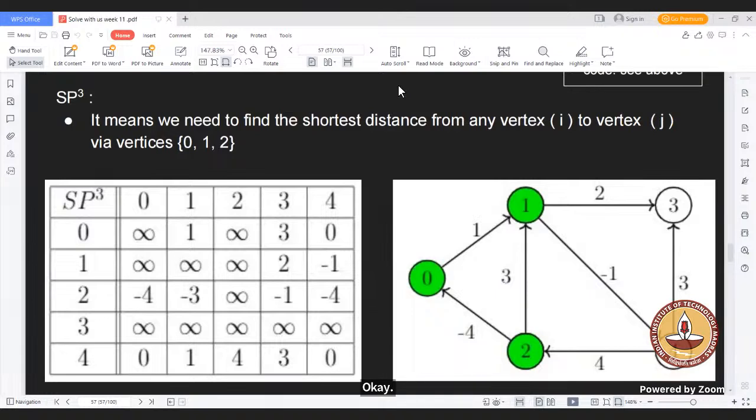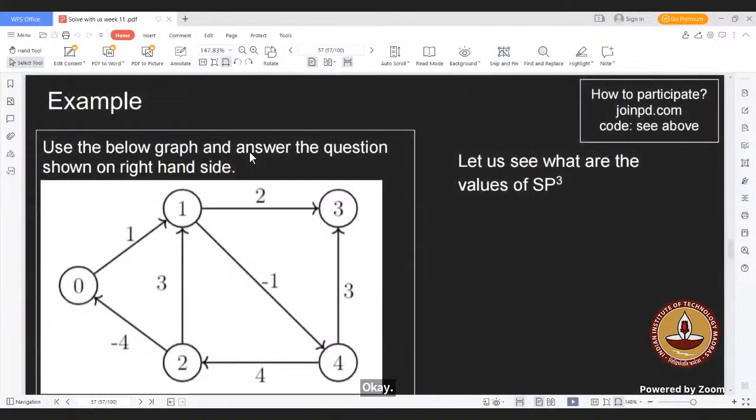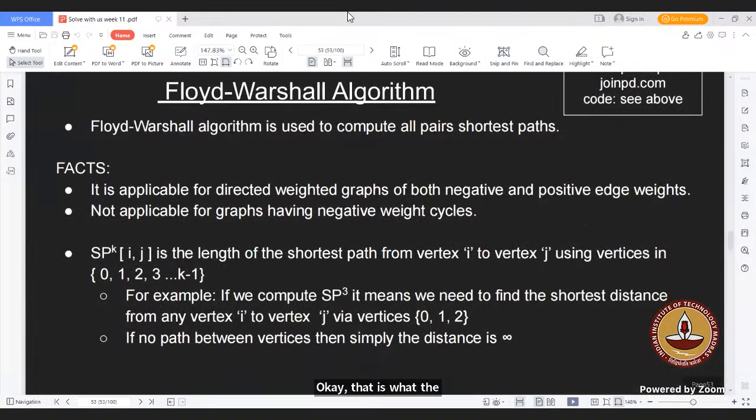So SP4 means the intermediate vertices can be 0, 1, 2, and 3 also. That is what the algorithm says. From this point, you can see SP k of i, j is the length of the shortest path from vertex i to vertex j using vertices in 0 to k minus 1. So if this is 4, we can use 0 to 3. If there is no path between the vertices via these vertices, then it will be assumed as infinity.